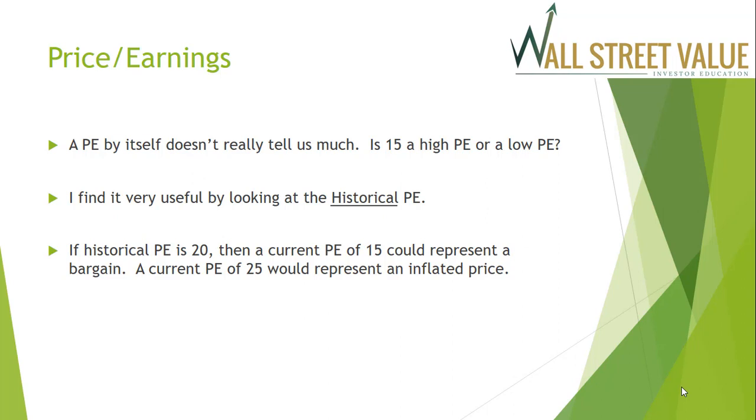That would be a very high PE if we're comparing it to a utility company, but it would be a very low PE if we're comparing it to a technology company. The way we find this very useful is by looking at the historical PE of the specific company that we're looking at. If a historical PE for XYZ company is 20, and if the current PE for XYZ is 15, that could represent a bargain price. However, if the historical PE for XYZ company is 20, but right now it's at 25, that would represent an inflated price.